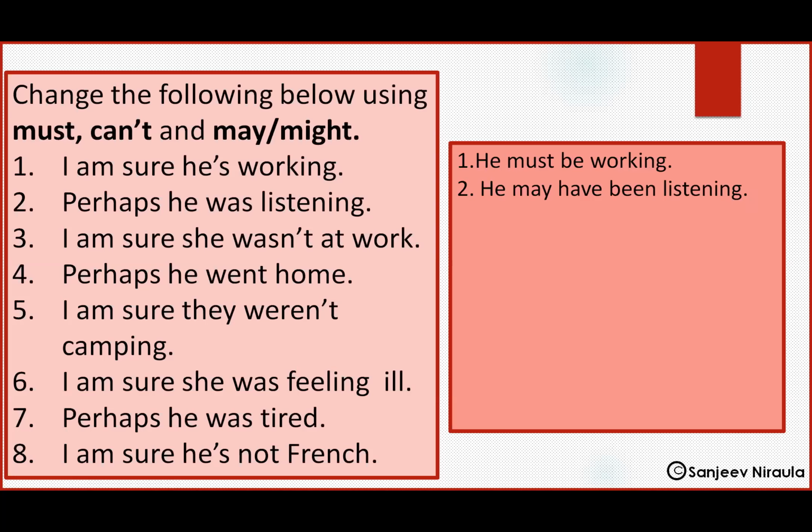Number 2, perhaps he was listening, positive, convert was into have been, and the answer is he may have been listening. Number 3, I'm sure she was not at work, negative, use can't, and convert was into have been. She can't have been at work.